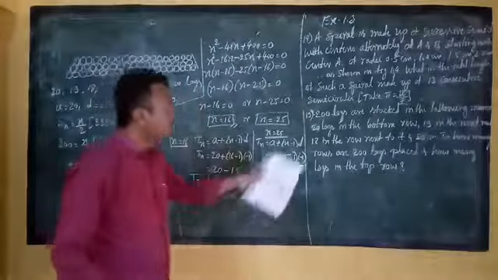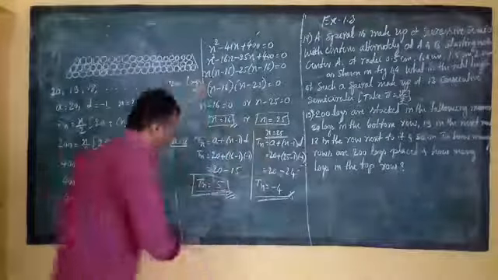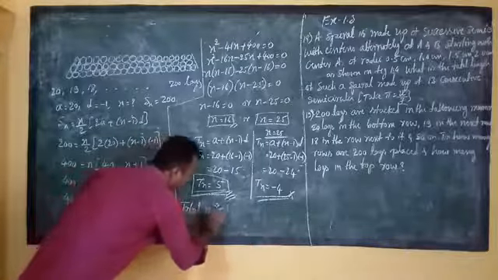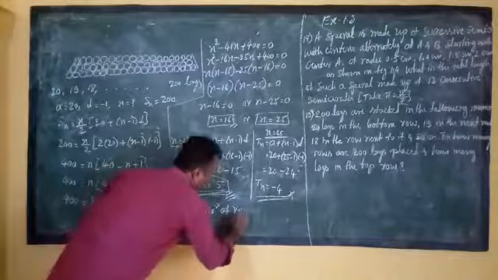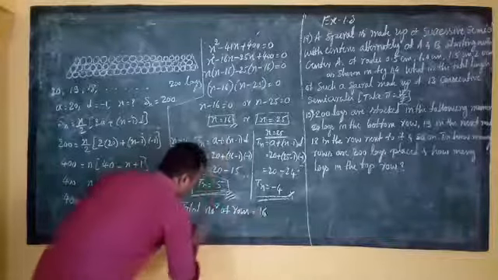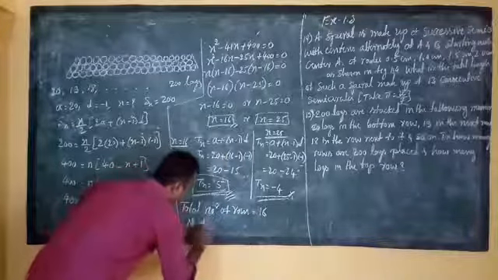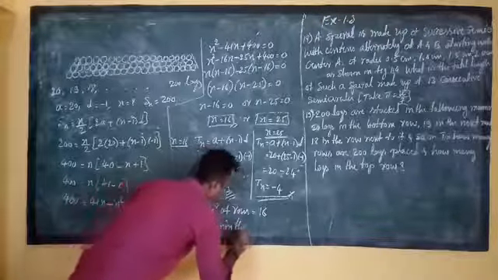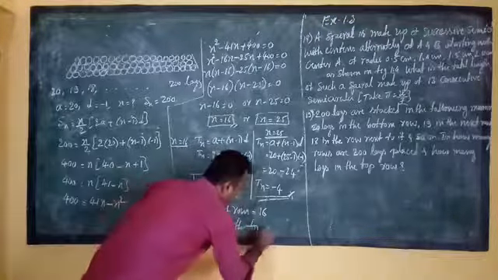So therefore how many rows are there? The total number of rows is equal to 16. The number of logs in the top row, how much? 5.